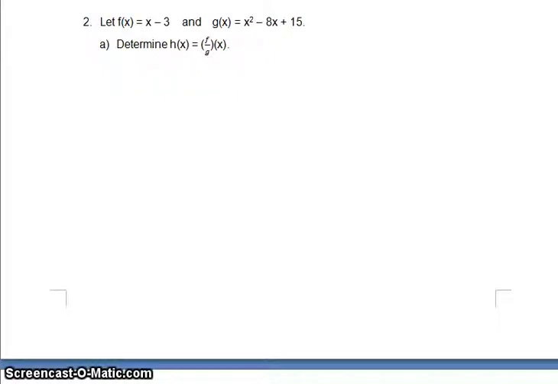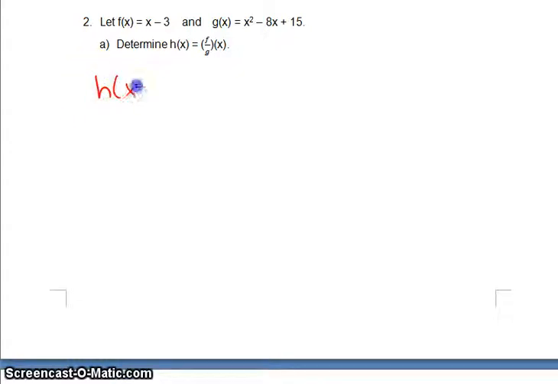Alright, so hopefully while you were waiting for video 2 to load, you tried out example number 2 here. Let's just jump right into it. Part A says to determine h of x, and h of x is f of x divided by g of x. So we're taking that f of x function and dividing it by g of x.